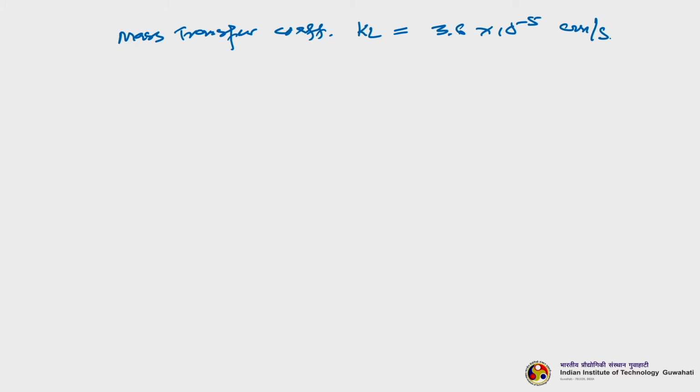Okay. The data given is the mass transfer coefficient, that is Kl. Kl is given as 3.6 into 10 to the power of minus 5 centimeter per second. Solute diffusivity is also given, that is D equals 9.2 into 10 power of minus 7 centimeter square per second.